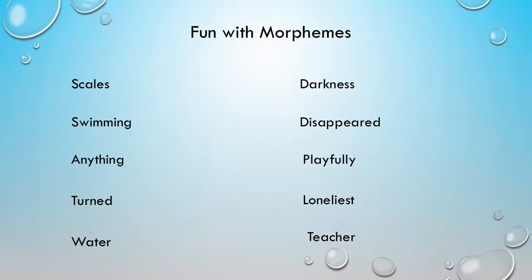Okay, so here's some morphemes. So scales, just shout out if you know how many morphemes that is. Two, yeah. Swimming, two, so the swim and the ing. Anything, two, with any and thing, so the ing is not the same as the ing above. Turned, two, with the ed. Water, one, but is different from teacher, which is two, because that er is different, yeah. Darkness, two. Disappeared, three, yeah.